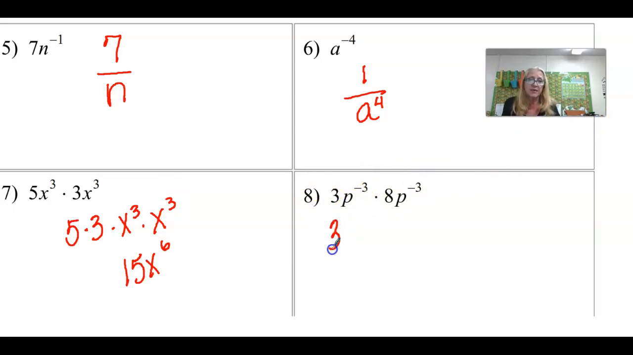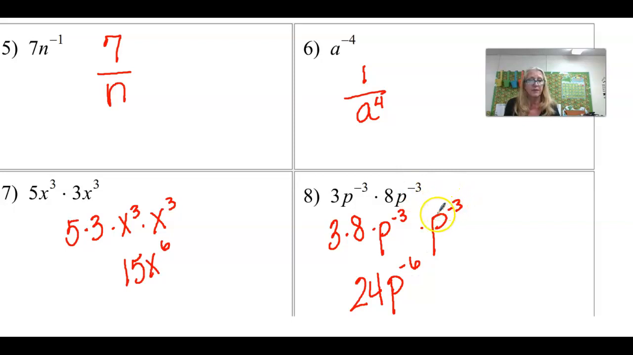All right, now we get into a negative one here. This will be 3 times 8 times p to the negative 3 times p to the negative 3. So 3 times 8 is 24. And when you multiply two numbers with like bases, you add the exponents. So this is going to be p to the -6, because -3 plus -3. We can't leave our answer like that, though. Leave the 24 on top, it's to the +1 power, and put the p to the 6th in the bottom.